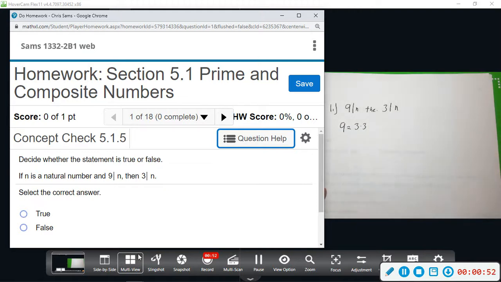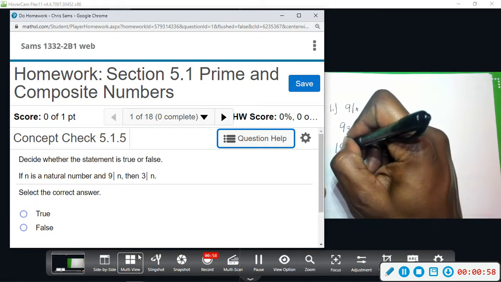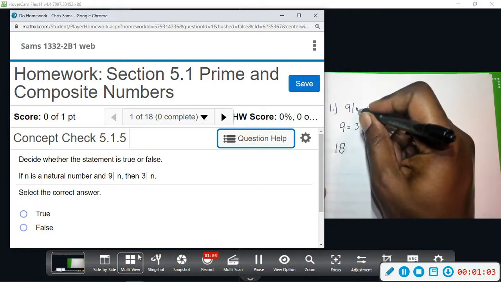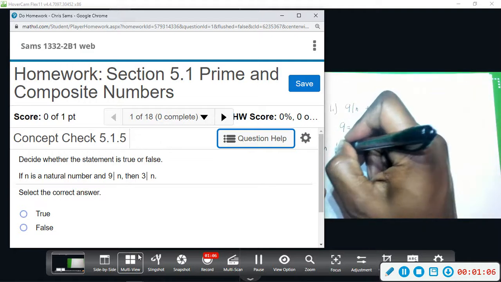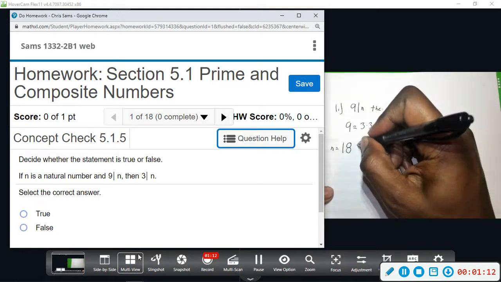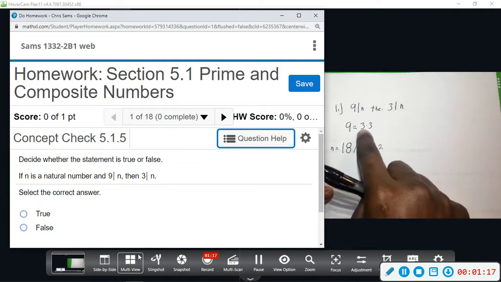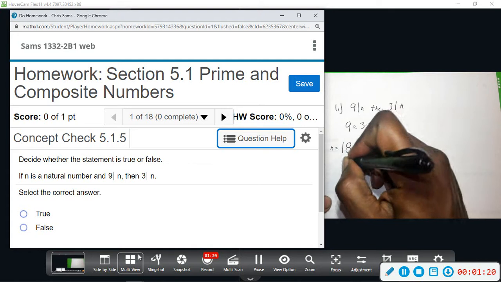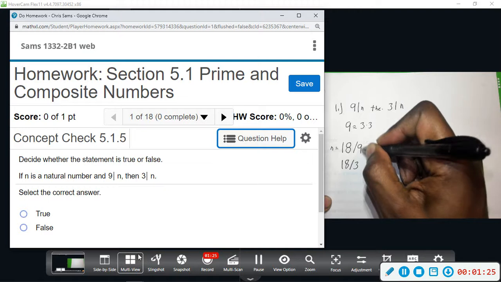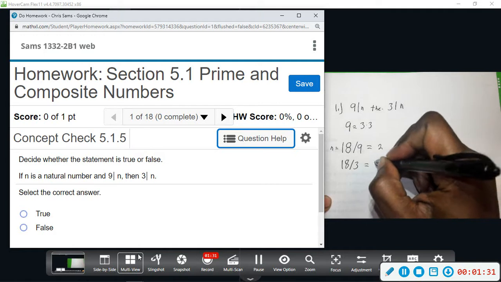So what does that look like? What does this mean? So let me just pick a number. Let's just say 18, because I know 18 is divisible by 9. So since 9 divides n, I'm saying that that's n, okay? Since 9 will divide 18, and we know that 3 is a factor of 9, then we can also say that 18 is also divisible by 3, because it's just part of 9, it's a smaller factor, which would give us 6.